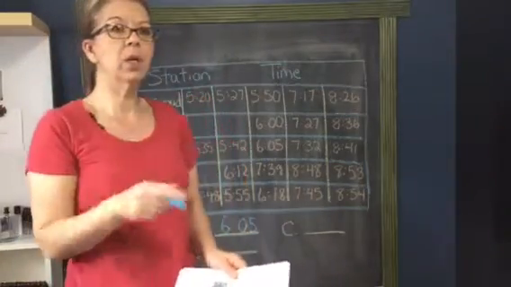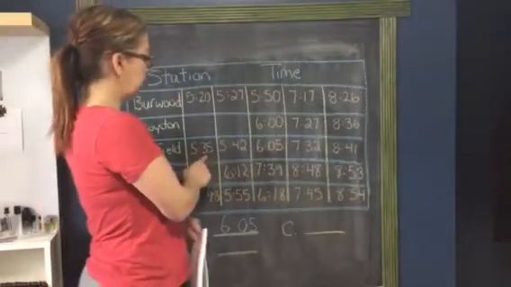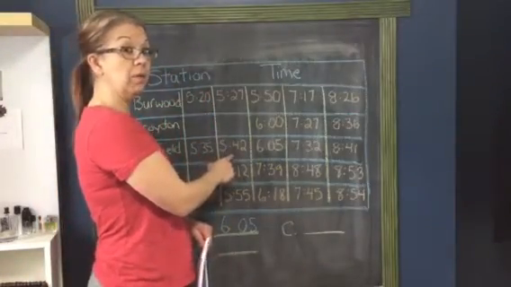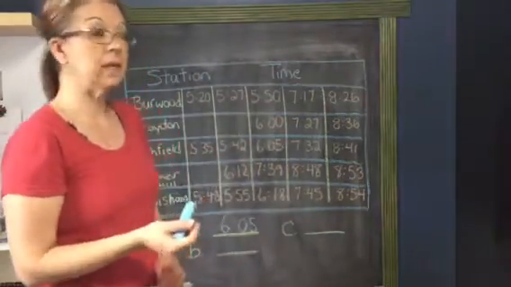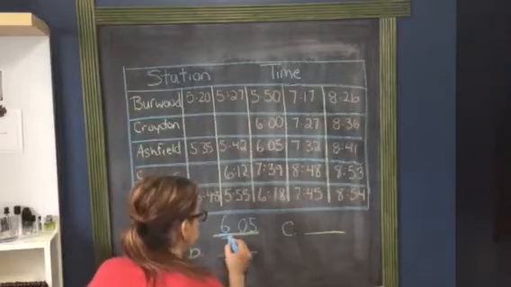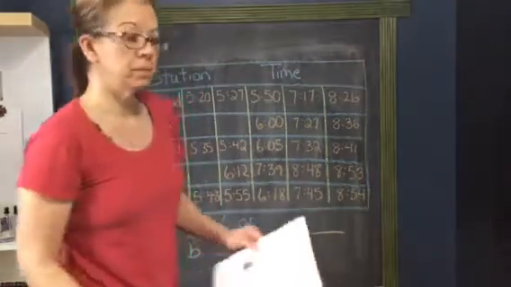So think again, if you have a clock and you can move the hands on your clock, that's helpful. 5:35, 5:40 would be 5 minutes. 5:42, 5 plus 2 would be 7 minutes. So the answer for B would be 7 minutes.